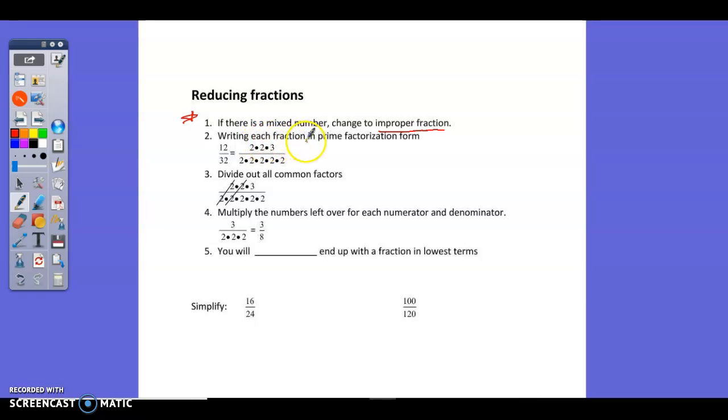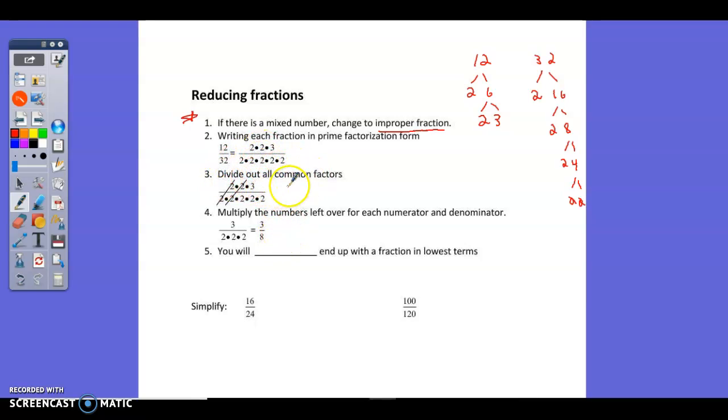Then we're going to write the prime factorization of each number, the numerator and the denominator. All right, so 12, we would have, breaking it down as our factor tree. This is why we want to be good at factor trees. So 2 and 6, 2 and 3, that's how we get 2 times 2 times 3. 32, we would be 2 and 16, 2 and 8, 2 and 4, 2 and 2, so 1, 2, 3, 4, 5. That's how we get the 5 2's on the bottom. So you're essentially writing your fraction as prime factorizations.